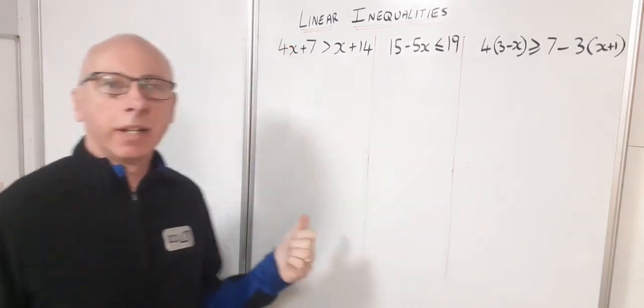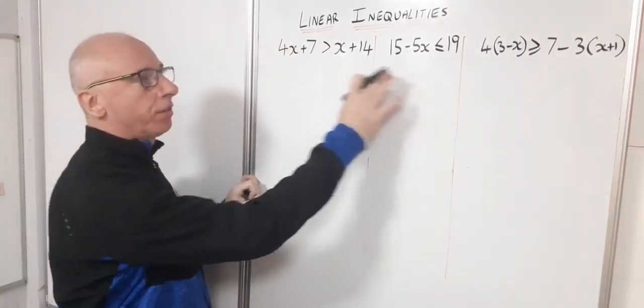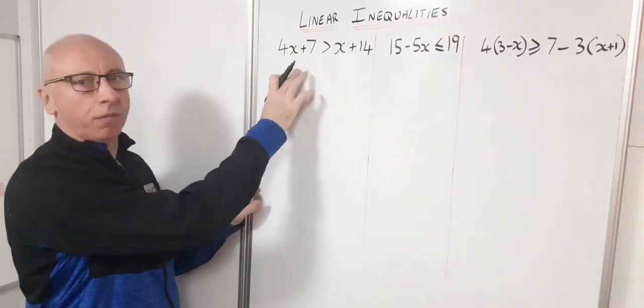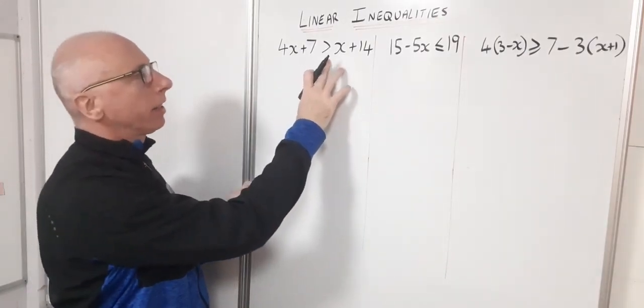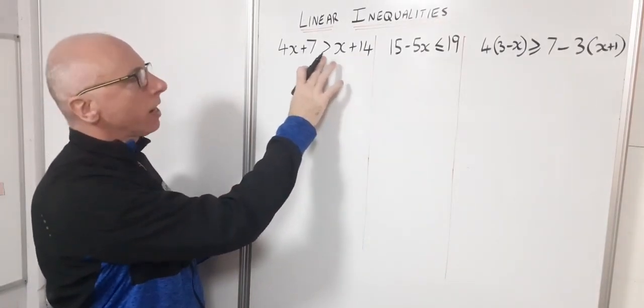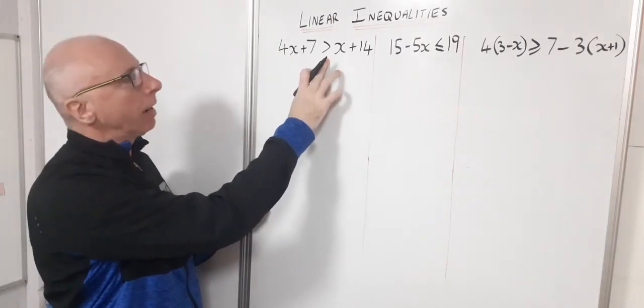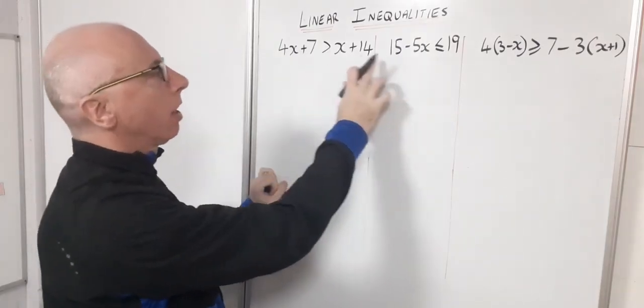So here we're going to look at some linear inequalities. I've got these three examples. I've got 4x plus 7 is greater than x plus 14. So that's a strict inequality. We're not allowing the equals values.